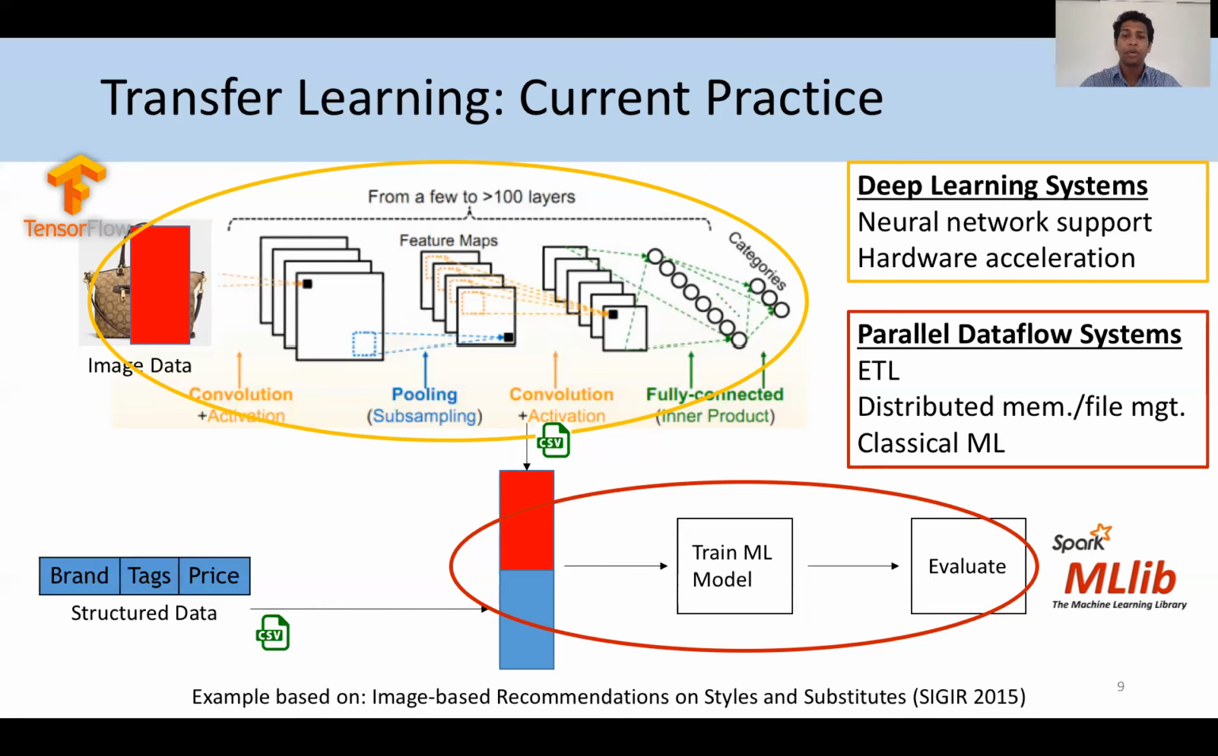So you have to export your CNN features into files and then load them along with the structured features into a parallel dataflow system and train and evaluate your downstream ML models. And repeat this process for all the layers that you're interested in exploring.